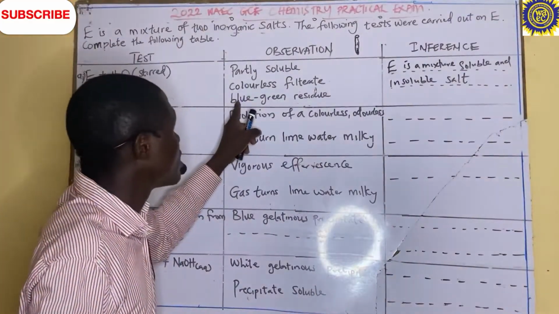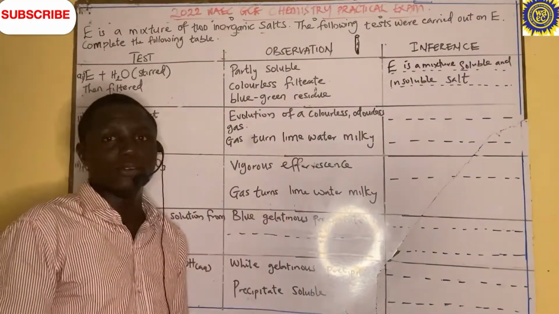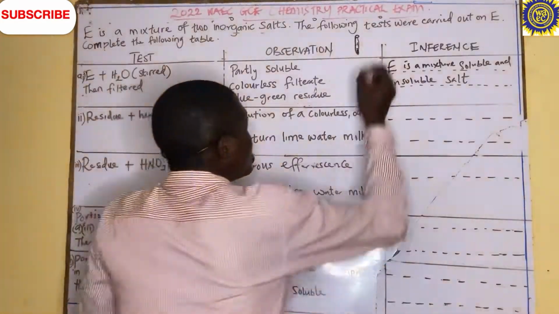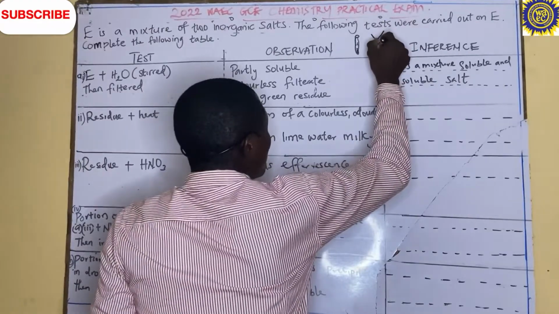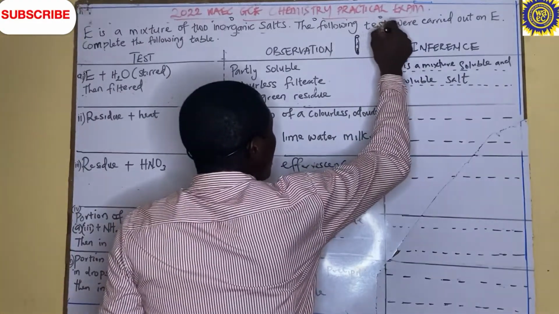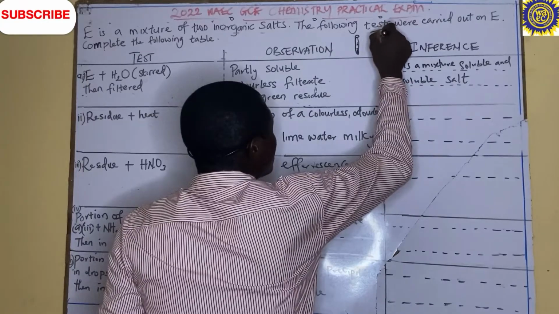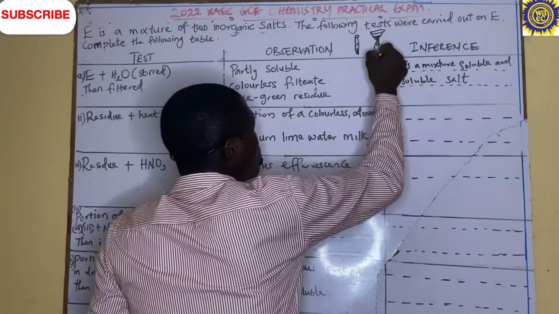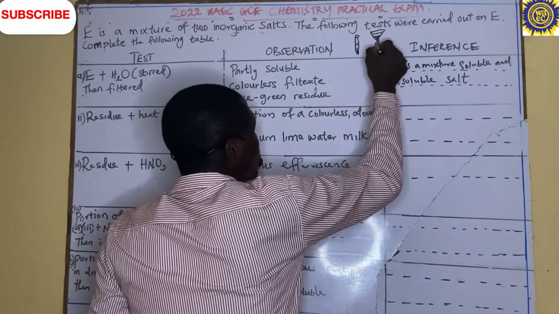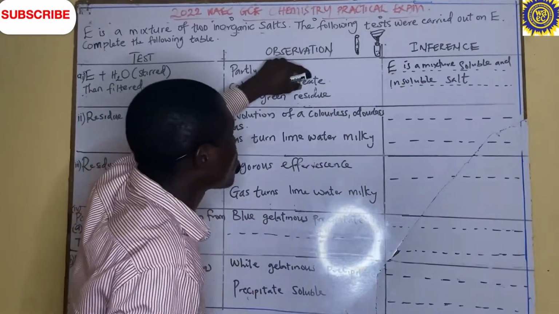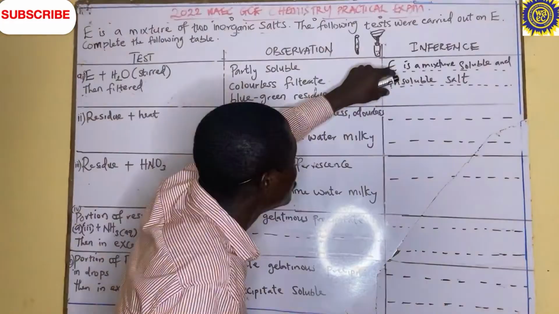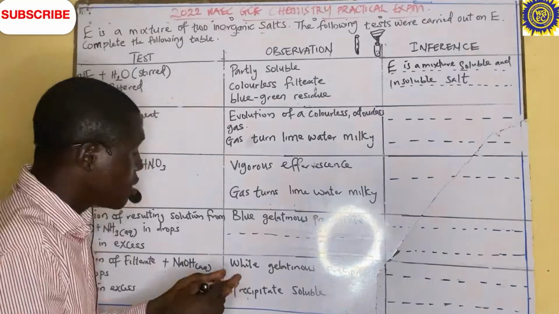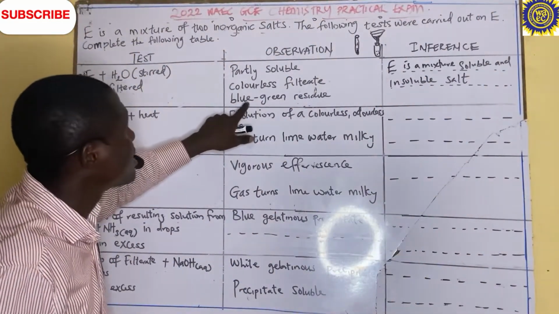while the insoluble salt is the one that gives us the blue-green residue, because this is going to be filtered, and when you filter this using filter paper and a funnel, the residue will stay on top of the filter paper, while the filtrate will come down. So the filtrate part of it is the soluble salt, and the residue part of it is the insoluble salt. So that's that.